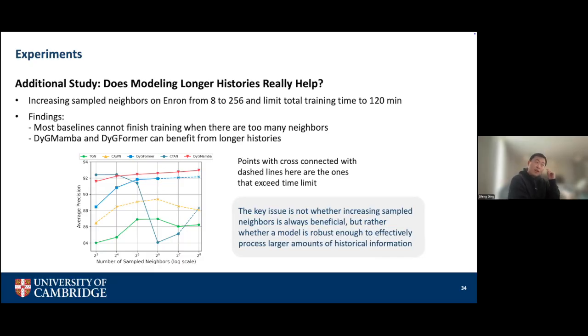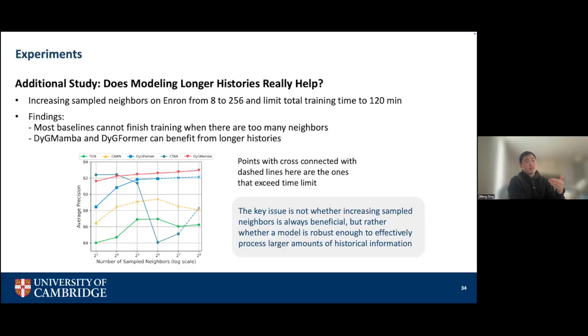If you take a look at this figure here, you see there are some points marked with crosses and some dashed lines. The points with crosses connected with dashed lines are the ones that exceed time limits. So the finding is that most baselines cannot finish training when there are too many neighbors, which means that the efficiency of DyGMamba is very good. And we also found that DyGMamba and DyGFormer can benefit from longer histories.